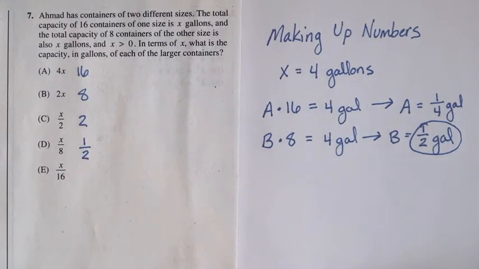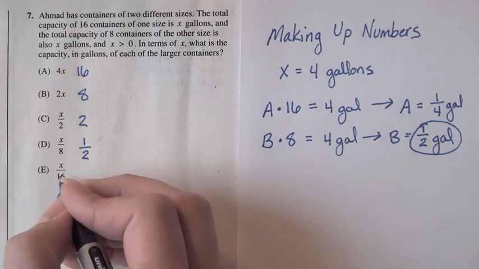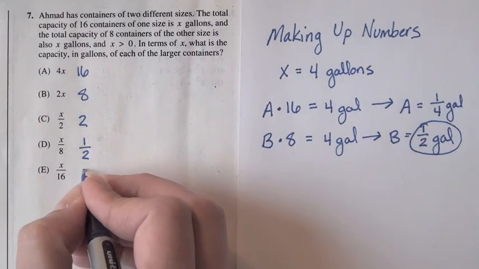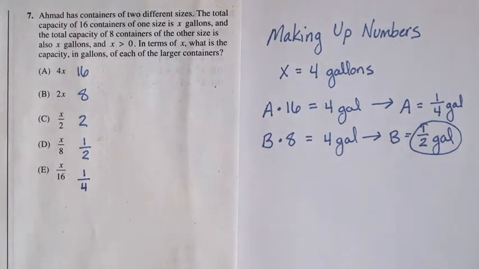That's the answer we're looking for. But just to be careful when making up numbers, let's keep going. E is X over 16. 4 over 16 is 1/4. So only one answer choice is the one we're looking for, and it's D, X over 8.